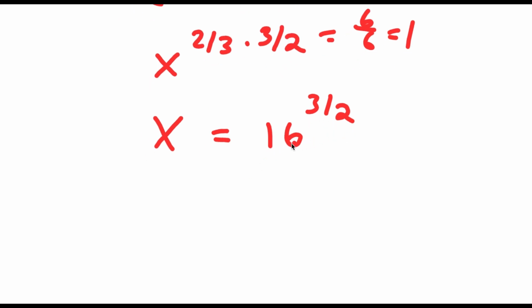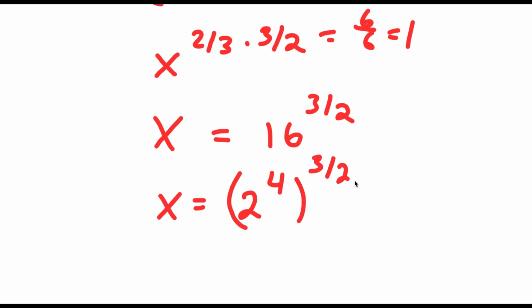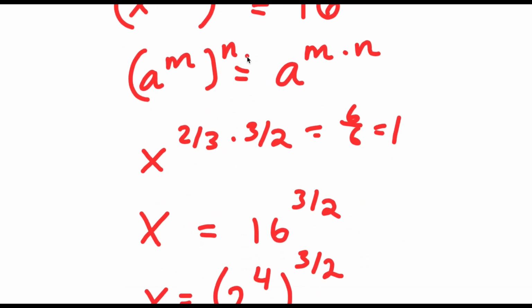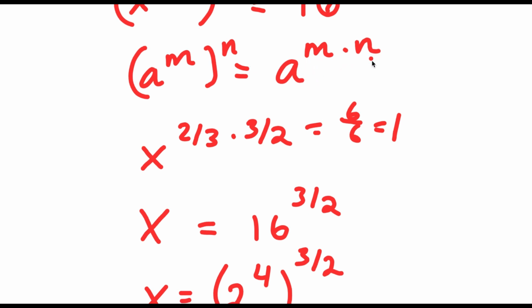Now 16 to the power of 3/2, this is the same thing as, I'm going to replace 16 with 2 to the power of 4. So I have 2 to the power of 4 to the power of 3/2. And remember, if I have something in the form a to the power of m to the power of n, this is equal to a to the power of m times n.